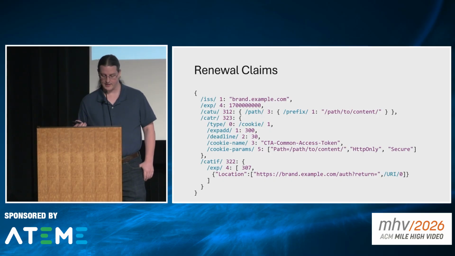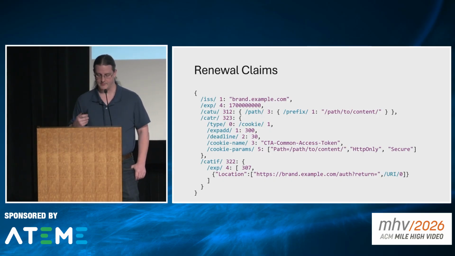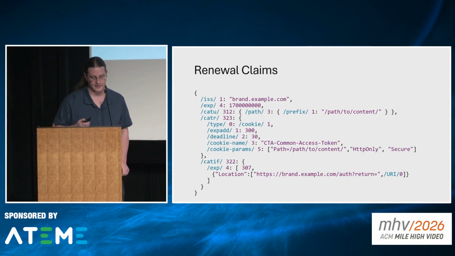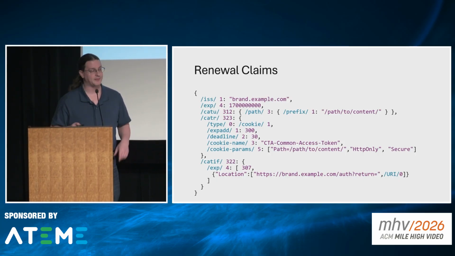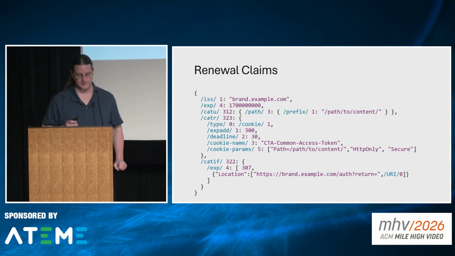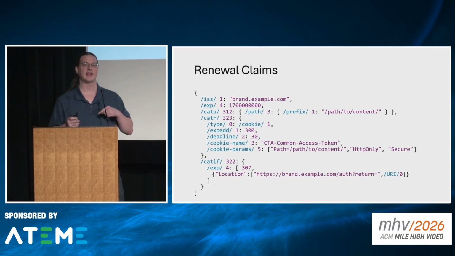First one is the CAT-R claim, which is the renewal claim. This can be used to renew a token before it expires as long as you keep it active. It has information on how and when to send it back to the client. This allows the client to stay active, but sometimes the token will expire before it can be renewed. That's when the CAT-IF claim comes into place.